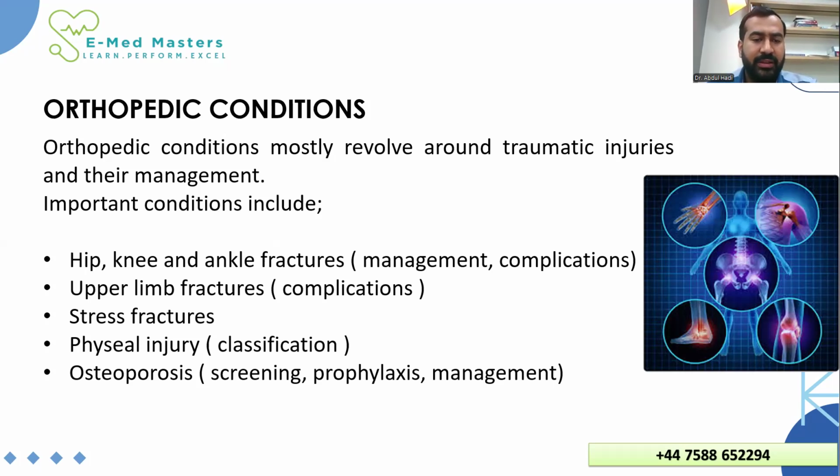Okay, then the upper limb fractures. What complications might there be? Then there are stress fractures, and in children they might want to ask you about physeal injuries. What is the classification of physeal injuries?